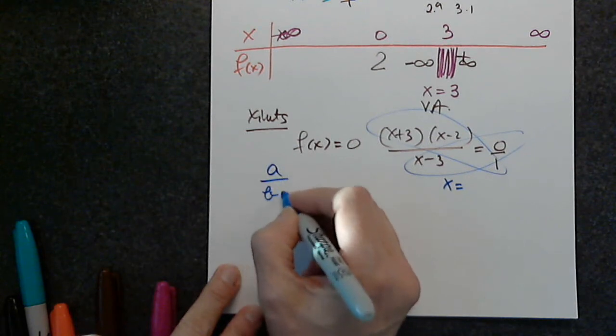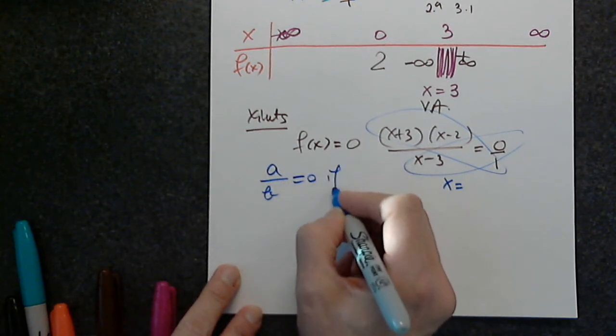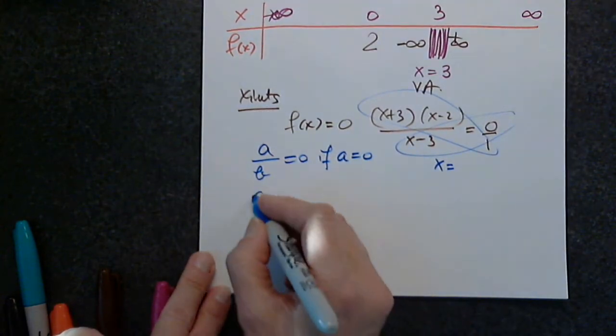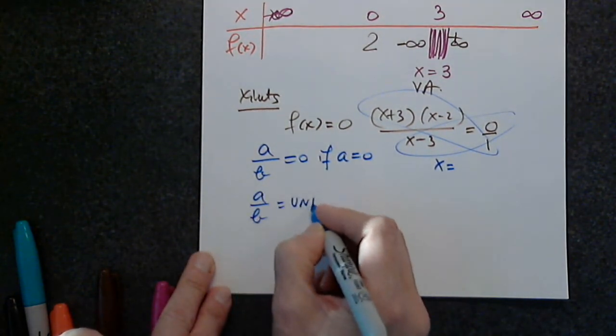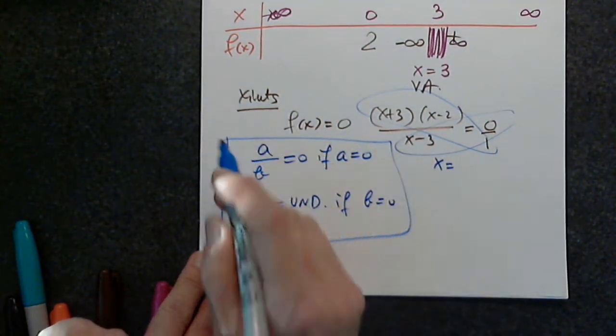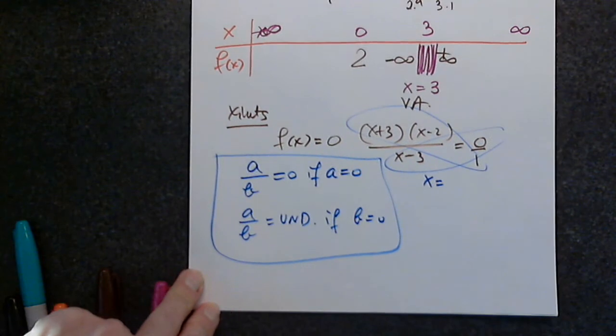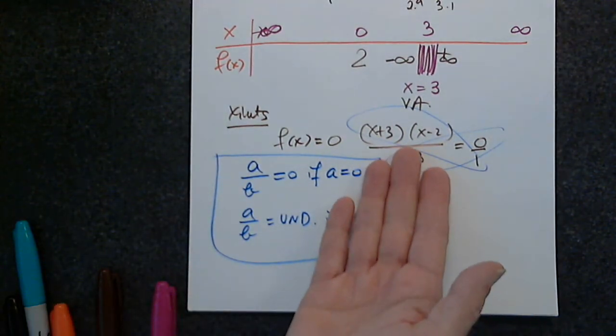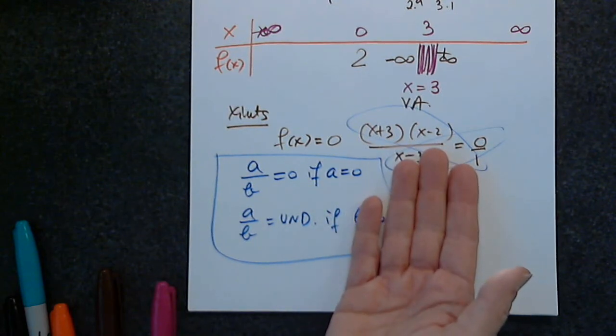So one more time. A divided by b is 0 only if a is 0. There is no other way. A divided by b is undefined if b is 0. A fraction is 0 if the top is 0. What is the top of this fraction? Times x minus 2 equals 0.